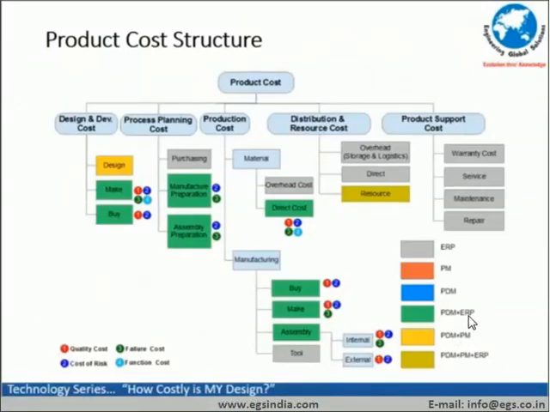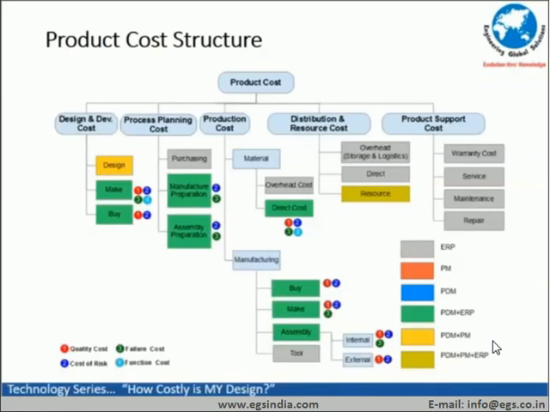The production planning cost, the production cost, the distribution and the resource cost, and the product support cost. If you look at all these cost inputs that are coming for the product cost structure, there are two elements we need to look at: the sources of the information and the type of costs that we would be faced with when we are looking at the product cost evaluation.